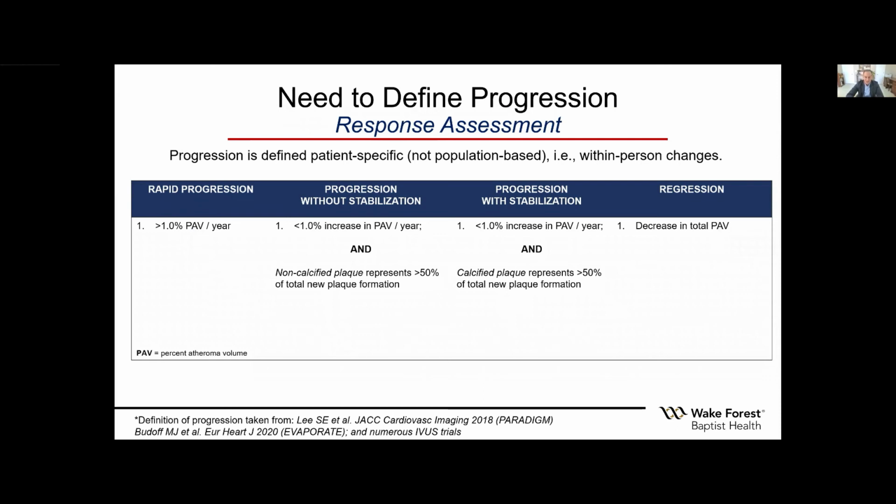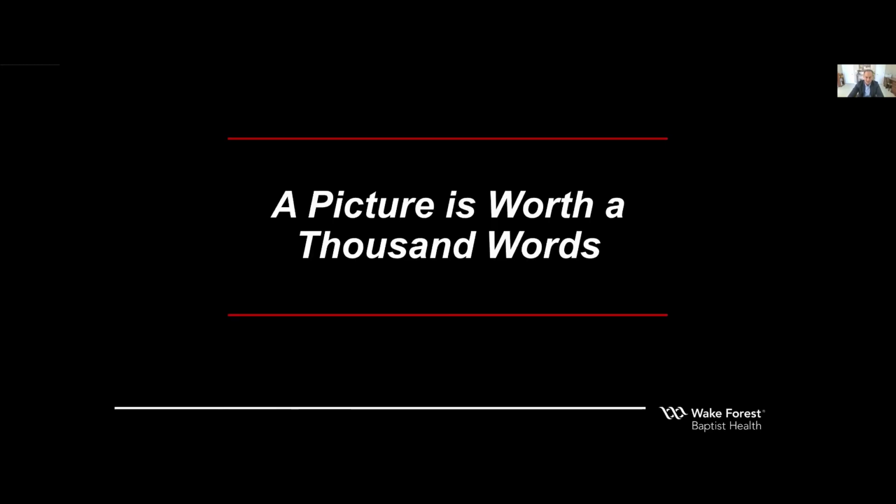And then you see in the middle, you can have progression without stabilization or progression with stabilization. Progression without stabilization is a less than 1% increase in PAV, and most of the new plaque is non-calcified. On the other hand, progression with stabilization is also less than 1% increase in PAV, but most of the new plaque is calcified.